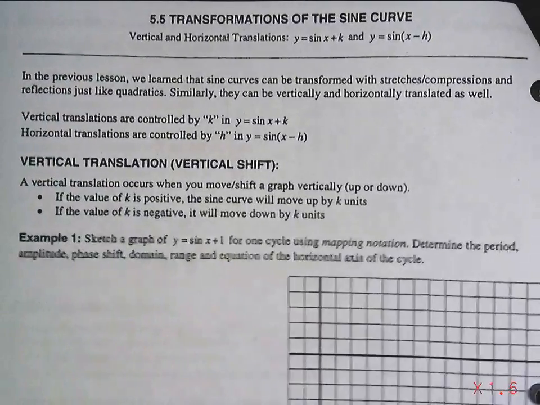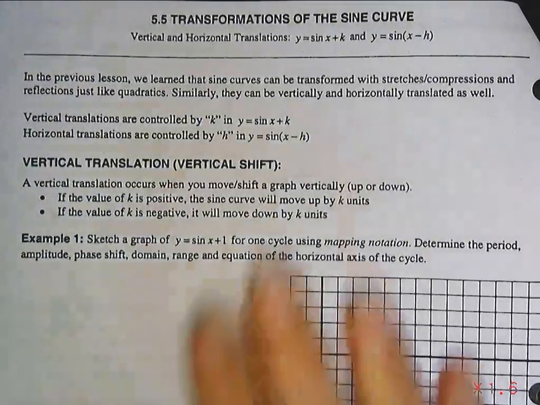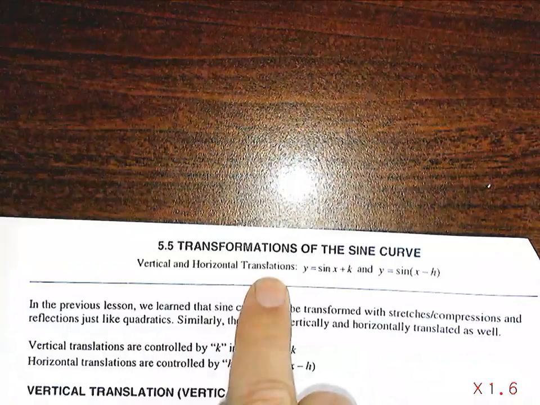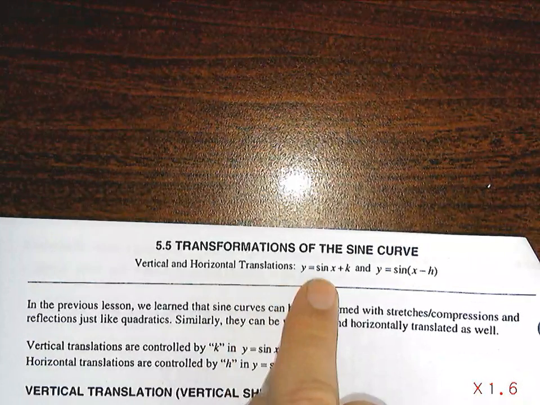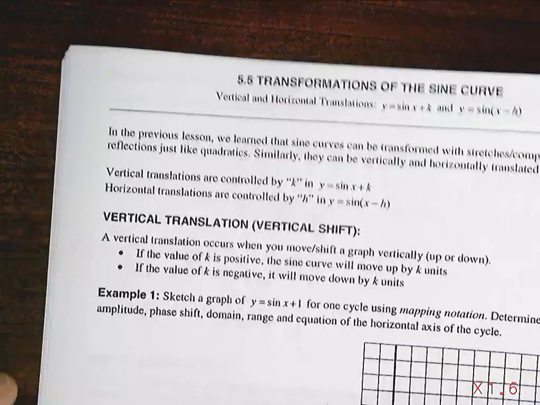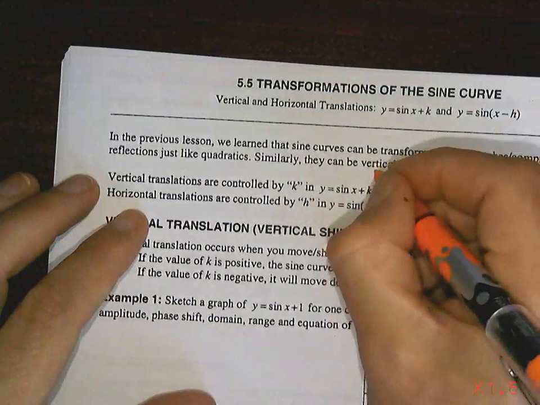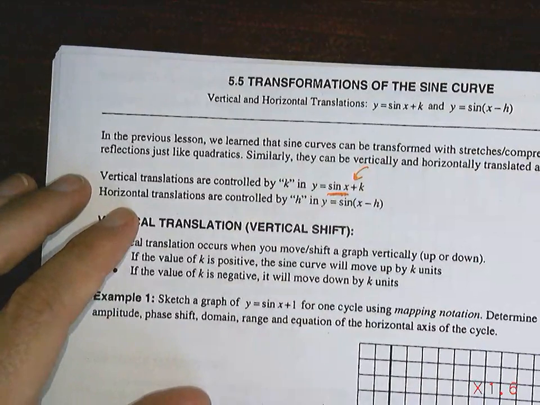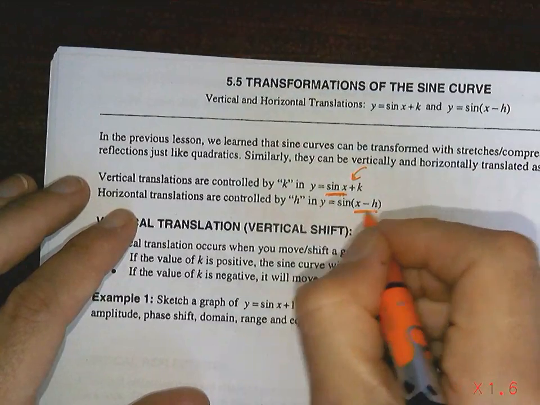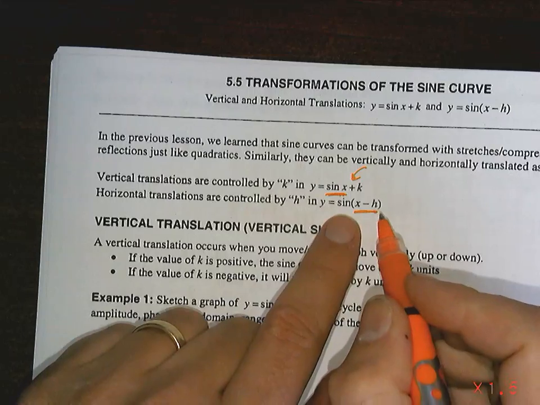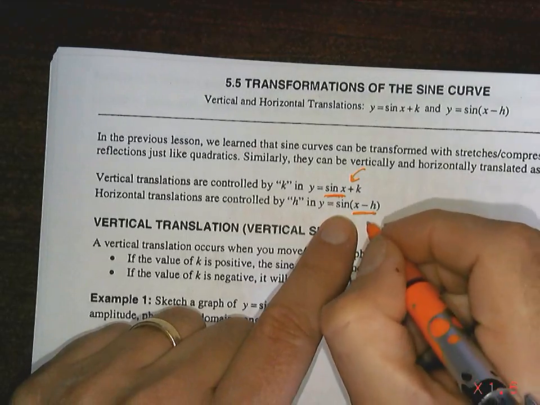Okay, we're back. So we're going to be looking at transformations, vertical and horizontal translations. So we're going to be shifting this guy left, right, up, down. The first one, we already know that if it's outside the sine function, it's vertical. That's going to move it up or down. If it's inside the argument of the sine, and that's what those brackets are, it's the argument of the sine, then it's going to be horizontal.